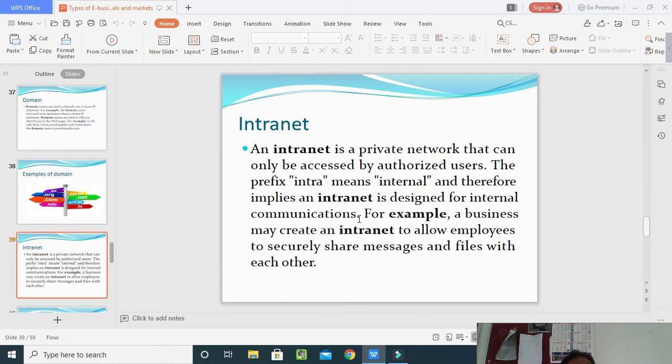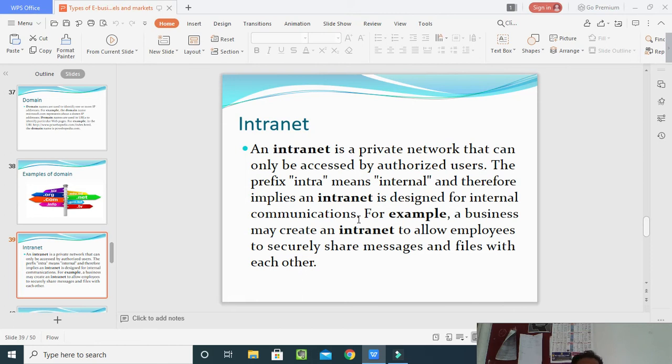And who is utilizing this? An authorized user will be there, or a local network. He will use the intranet within a boundary or within his network. He will supply the internet to his local people, and he will design it for internal communications. For example, a business may create an intranet to allow employees to share messages and files with each other. A businessman will make one group and send the files or messages within that group.